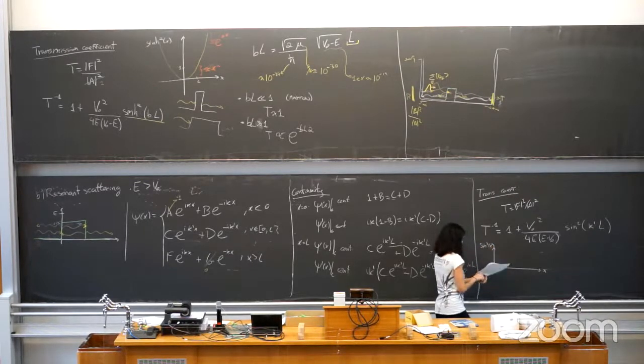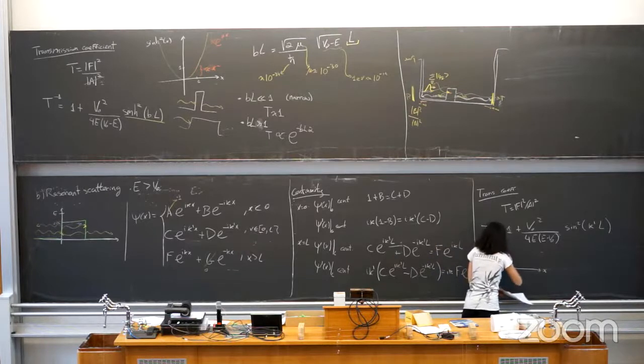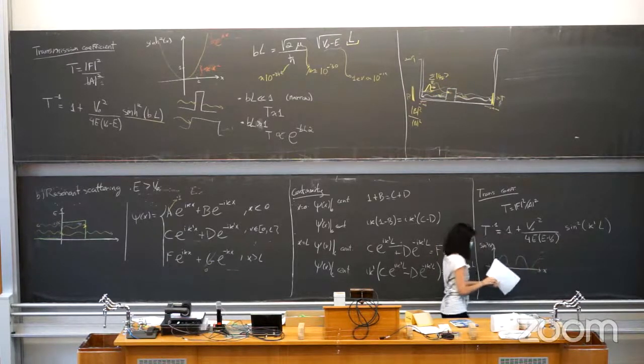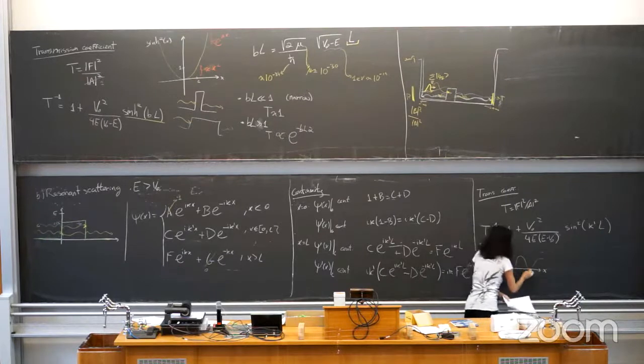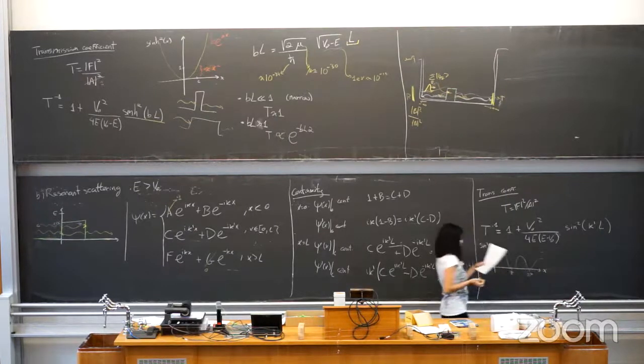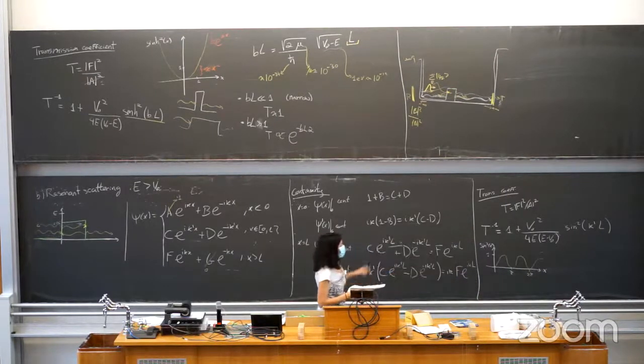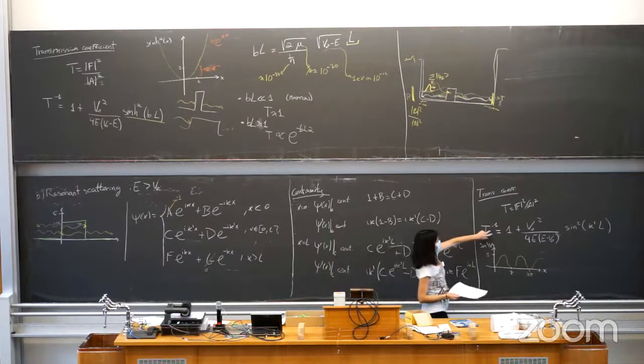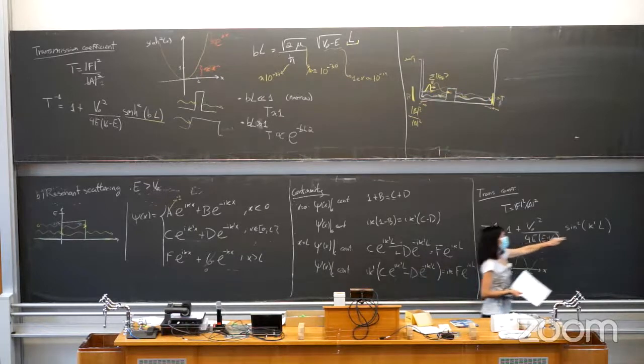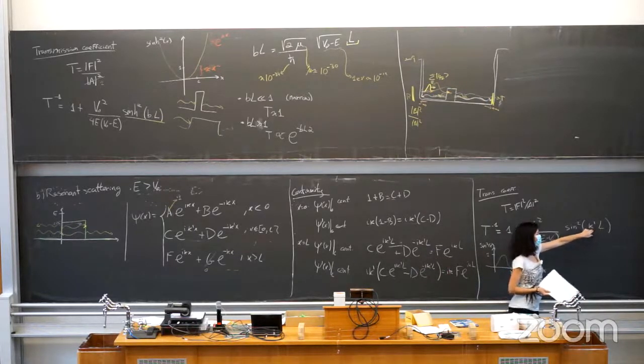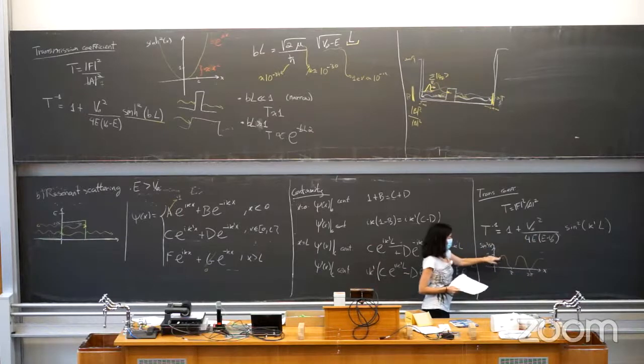If you have x and sine squared of x, this is 1, this is 0, pi, and so on. So now the transmission coefficient is no longer monotonic. It does not just grow with the distance or k. In fact, instead it has this oscillating behavior. So now let's look at it a bit closer.